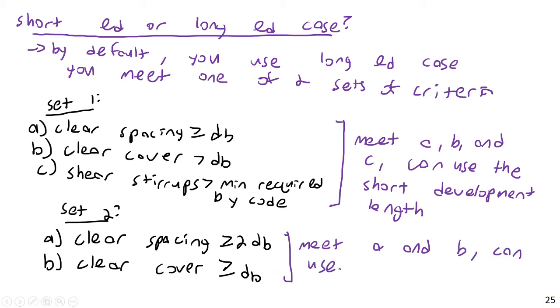Or you could just be conservative and always use the longer form. When I say longer form, I don't mean the longer equation, but the equation that will give you the longer development length. Or sorry, if you meet A and B, you're allowed to use the short development length equation, basically row 1. I should actually say equations, because there are the small and the large bars. Development length equations.